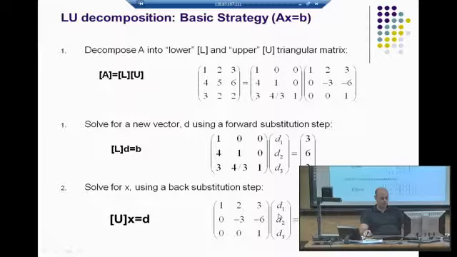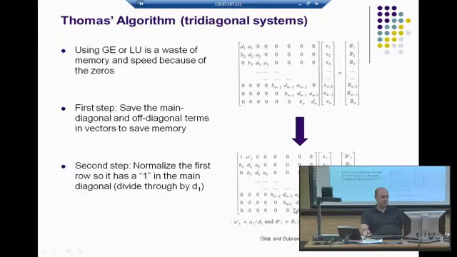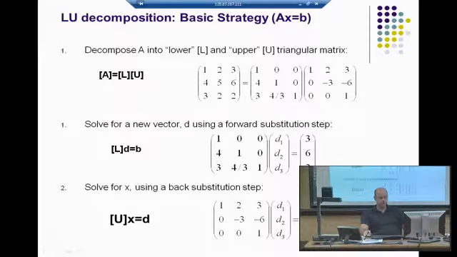And then I actually think this is a typo right here. That should be x1, x2, and x3. This D goes right there. This was the solution from that. And you solve UX equals D, which is easy. And that's how you do LU decomposition.